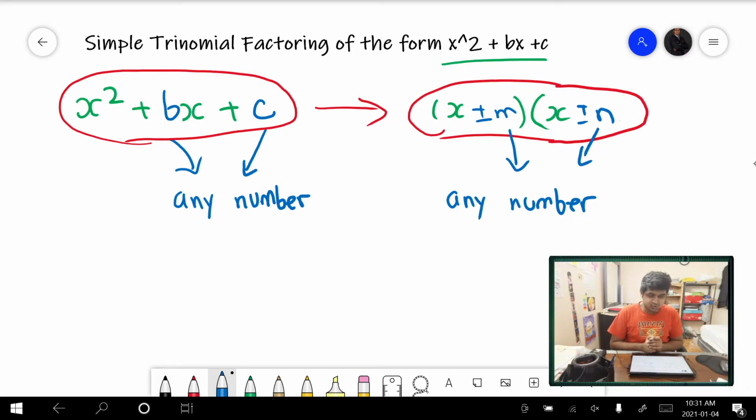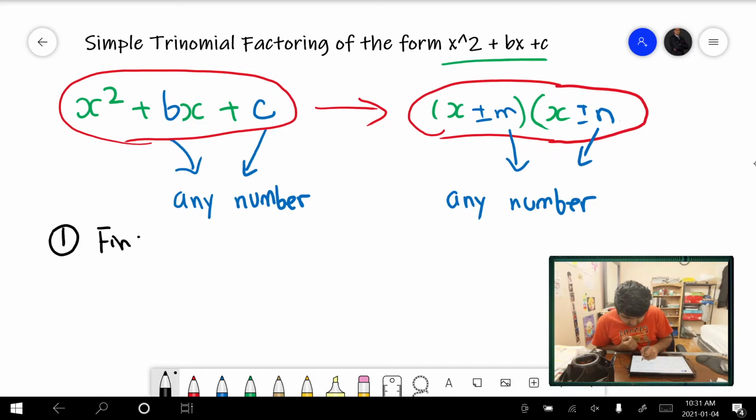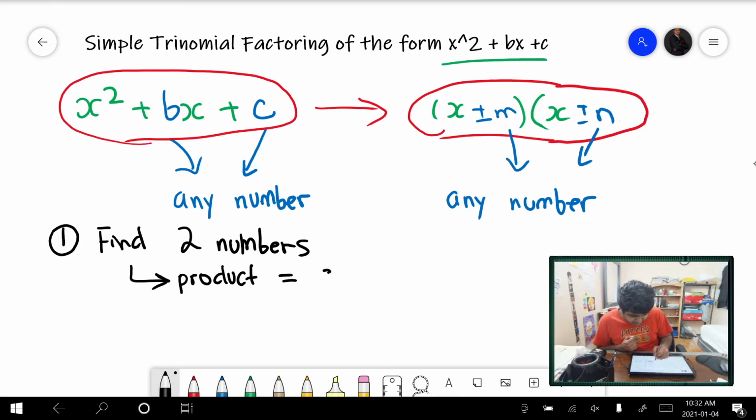So the first rule is going to be very straightforward. We need to find two numbers whose product is equal to the value of c, the exact same blue c that we had, and whose sum is equal to this value of b, right?